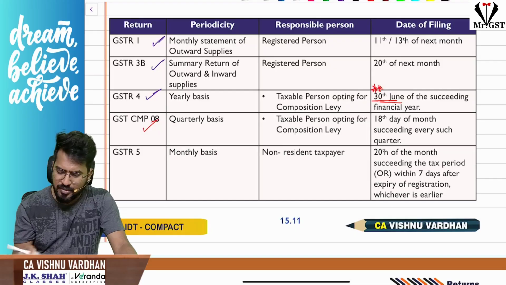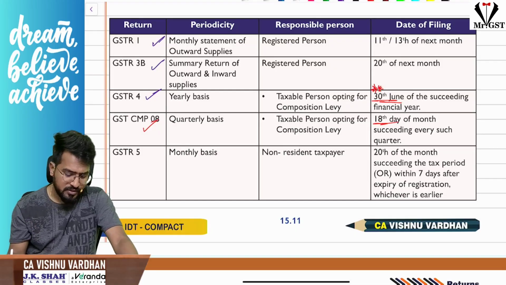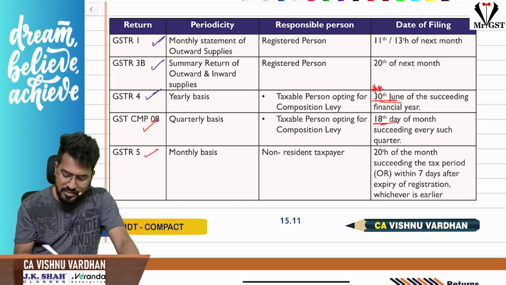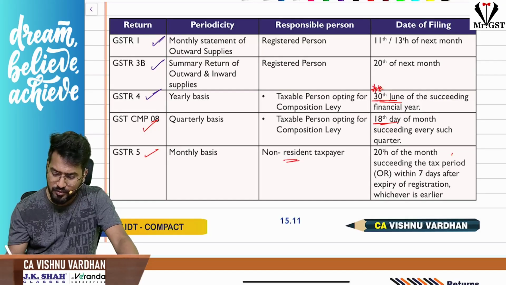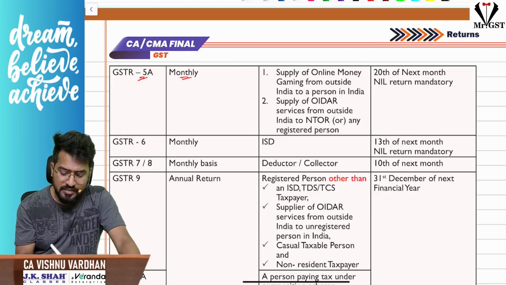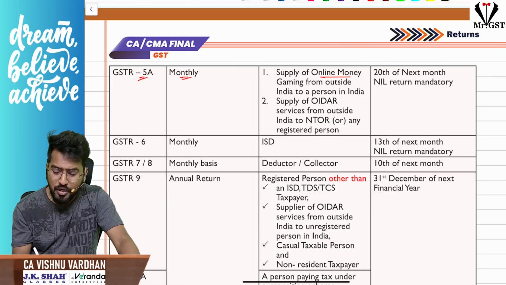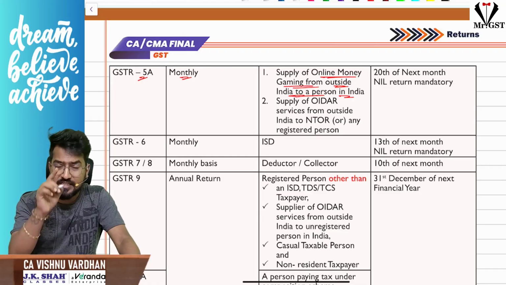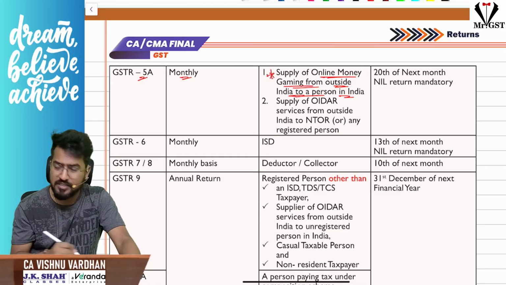And GST CMP 8 we have discussed, quarterly, 18th of the succeeding month after the quarter is over. GSTR 5 we discussed for NRTPs, and the due date is already discussed. And GSTR 5A we have not seen yet. This is a monthly return which has to be filed by a person who is supplying online money gaming from a place outside India to a person in India. This is important for you, so please remember this carefully.